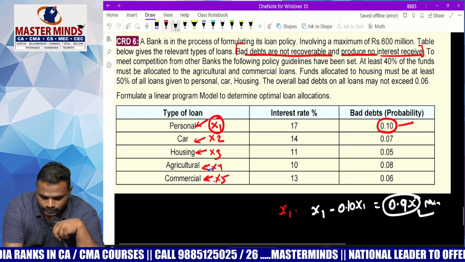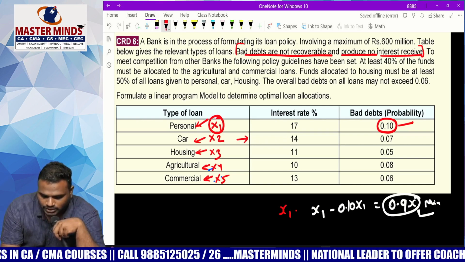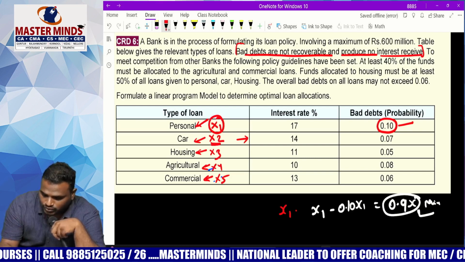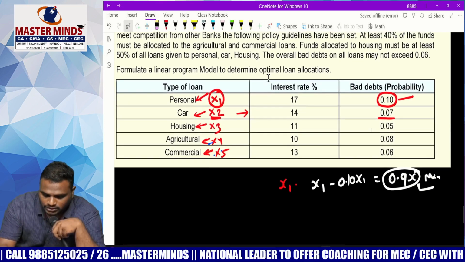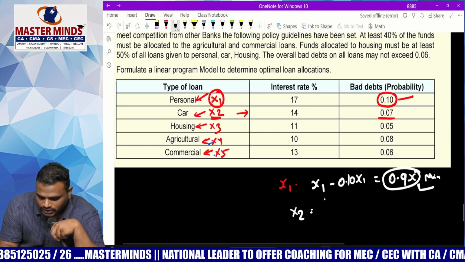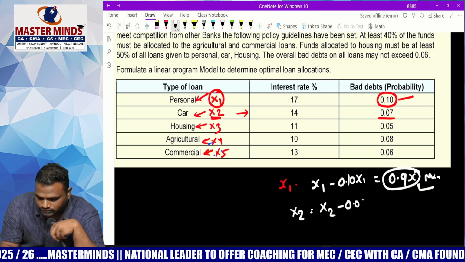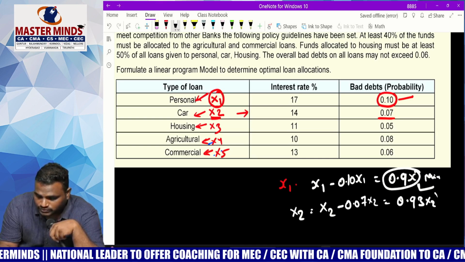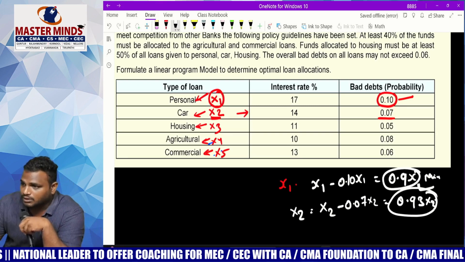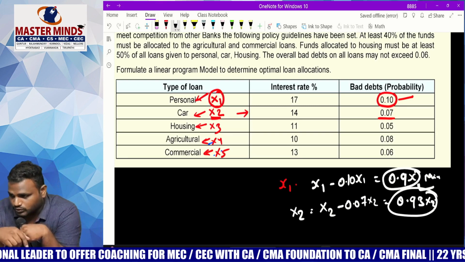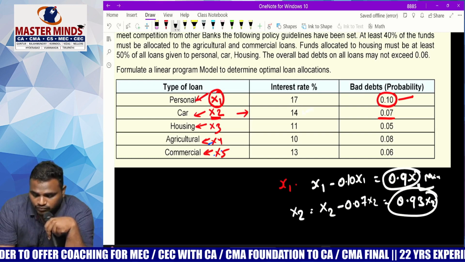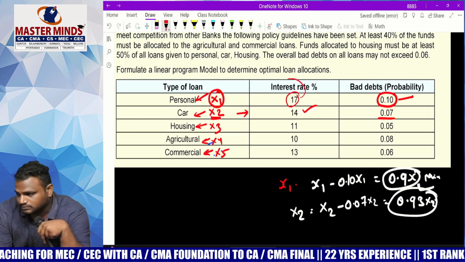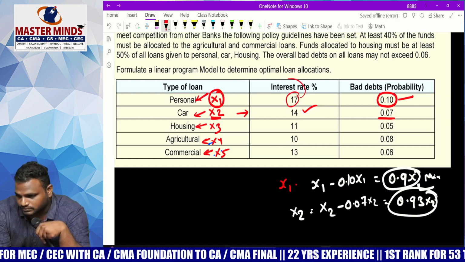Next, the car loan X2. How much of the amount did you allocate to car? X2. In that X2, how much is bad debt? 0.07. So X2 minus 0.07 X2 is 0.93 X2. I am getting the interest on this amount. Yes or no? How much is the interest here? 14%. But in the CMA inter solution, you are directly taking 17% on X1.